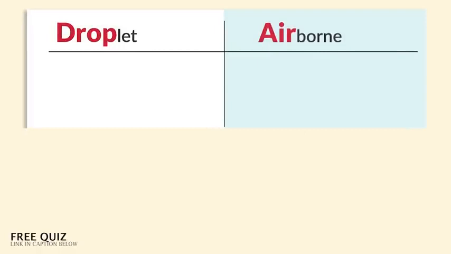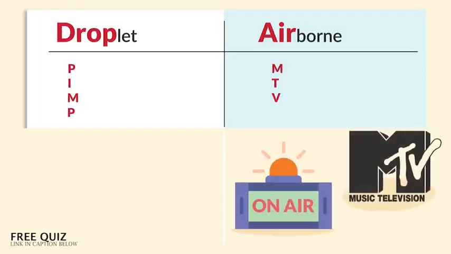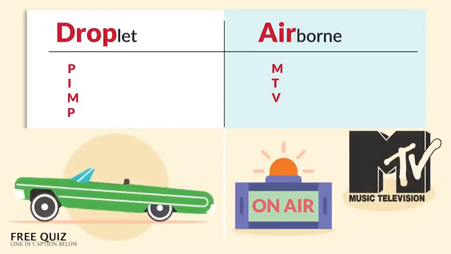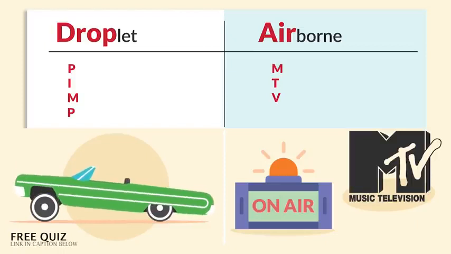Now, a little side note here. I know droplet and airborne precautions can get a little confusing. So use memory tricks: PIMP for droplet precautions and MTV for airborne precautions. So just think you're on air with MTV, like music television. And think of Pimp My Ride, like that old TV show, when you're dropping your lowrider really low.